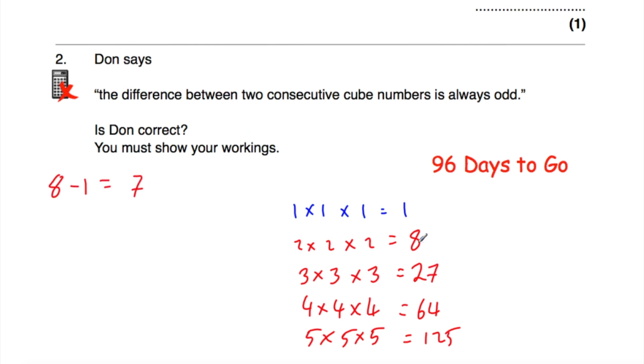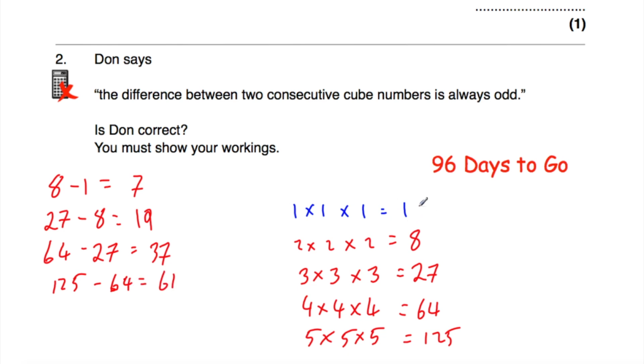Now let's do 27 take away 8. 27 take away 8 is equal to 19. Yes, he's right again. 64 take away 27 would be equal to 37, and so on. And as you can see here, every time we find the difference between these consecutive cube numbers, the answer is always odd. And it would always be odd because if you look at the cube numbers, we've got an odd, an even, an odd, an even, an odd, an even, and so on.